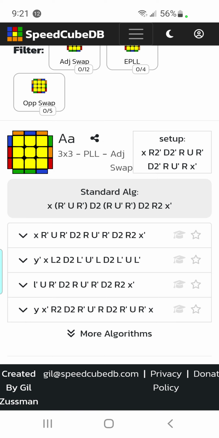Alright, so starting off with the A perm. As always, you should hold green front, yellow top, because that's how the PLL people do it. So X means to rotate until green is on top. R prime, U, R prime, D2, R, U prime, R prime, D2, R2, X. Then you should end up on the green side.